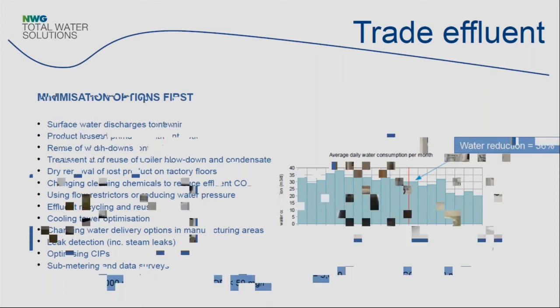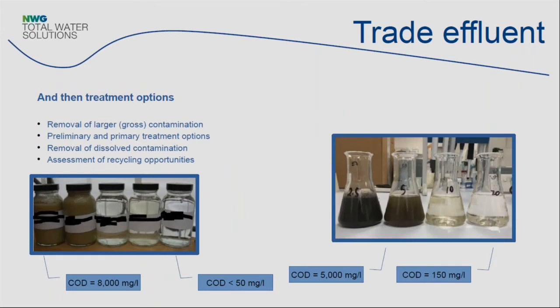But let's look at another couple of trade effluent examples. It might get to the point where you do need to put some sort of treatment in for trade effluent. So you need to look at things like removing the larger contamination, which could range from anything from large pieces of grit to mobile phones. I've seen all of that sort of stuff in trade effluent.